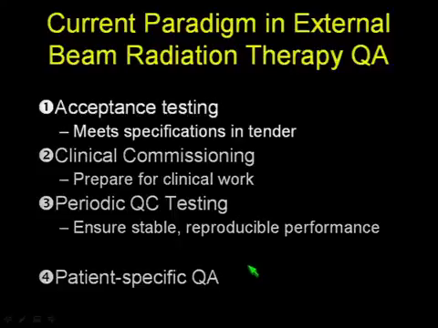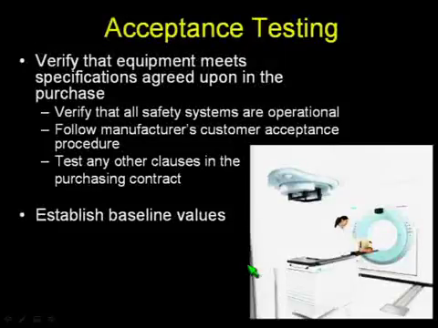So I'll start with a few words on acceptance testing. The aim of acceptance testing, which is probably written down in your purchasing contract, is to verify that the equipment that you just purchased meets the specifications that were agreed upon on the purchase. So it verifies that all the safety systems are operational. This is when you do your regulatory testing in terms of doses and leakage, NRC or CNSC for the Canadians in the crowd.